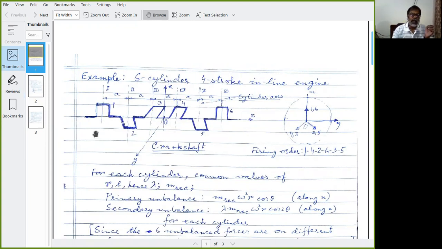Now, the inline engine has its cylinders all parallel, 1, 2, 3, 4, 5, 6. The axes are parallel in a single plane, so the direction of the cylinders is perpendicular to the axis of common rotation. And the six cranks are built integral with the crankshaft. So this whole thing is called the crankshaft.